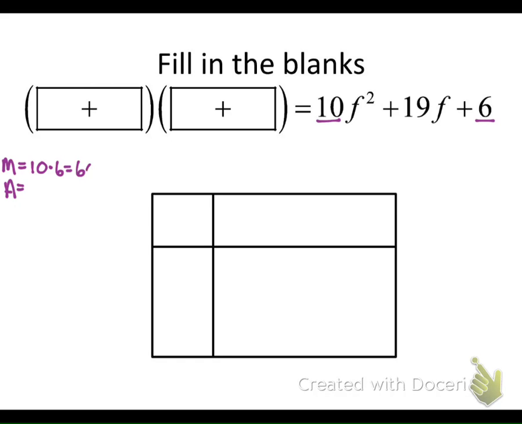All right, AJ, how do I find the A? What is the A? So the A is just the second coefficient, which is 19.